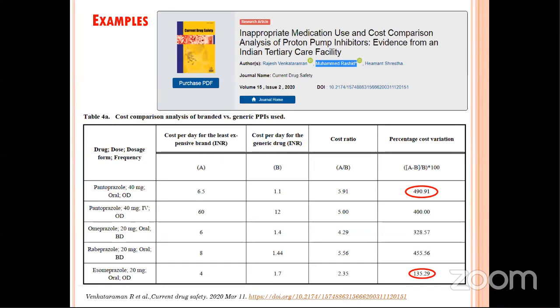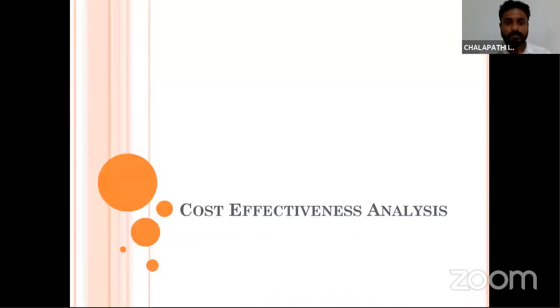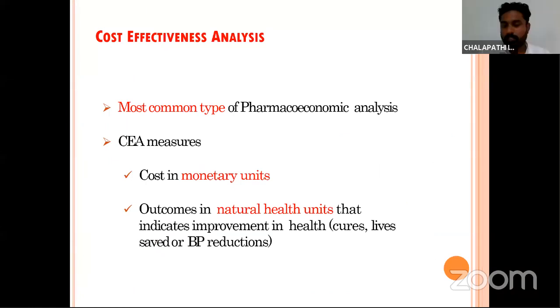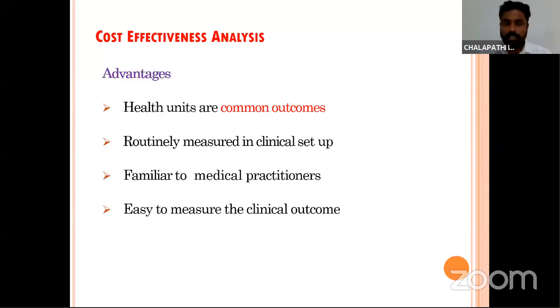Then without losing my time, I'm moving to the next slide. Cost effectiveness analysis. As I said, here also cost will be in monetary units only, but the outcomes will be measured in natural health units. Here is the advantage: we can use health units as a common outcome. One good advantage is that we check all these natural outcomes in our daily routine practice. Blood pressure, glucose level, or whatever clinical outcome we take, will be measured in everyday life. So it is a good outcome to measure, and it will be easy for medical practitioners to find.